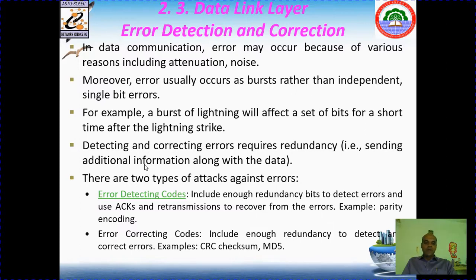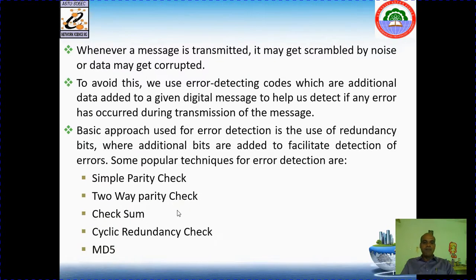In general, there are two types of approaches against errors: error detecting codes and error correcting codes. As we said in the previous lecture, there are five mechanisms to check as well as to correct: simple parity or two-way parity, checksum, cyclic redundancy check, and MD5. These are various examples of correcting codes and detecting codes. Let us have a look at the correcting as well as detecting mechanisms.